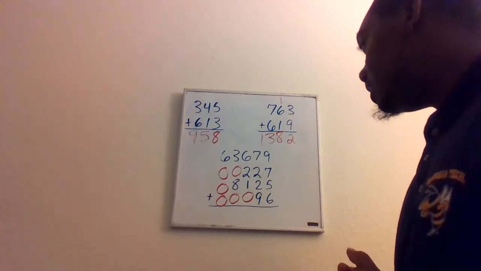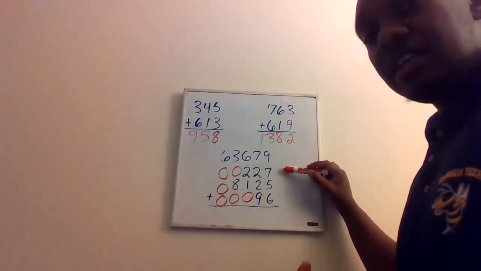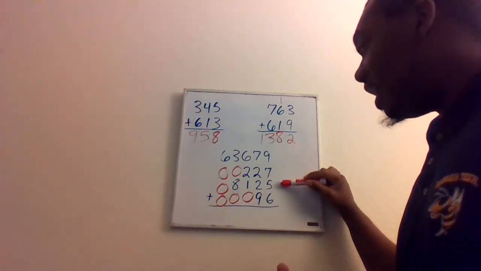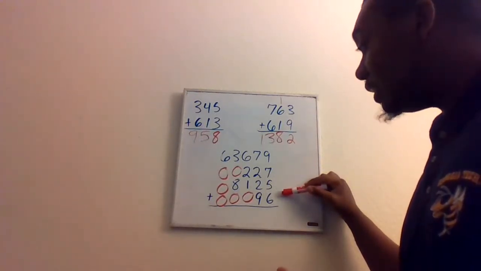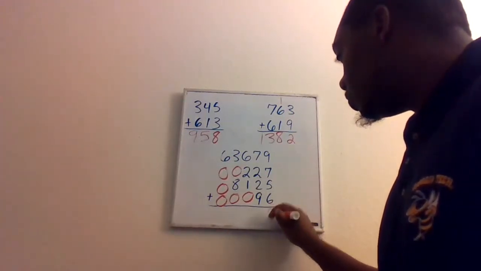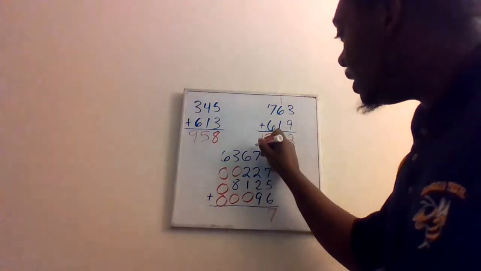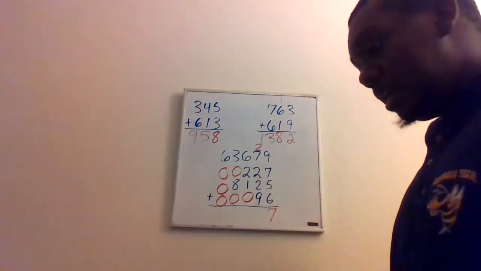So in this instance, we'll do that. So this instance, I would just go straight down. So 9 plus 7 is going to be 16, plus 5 is going to be 21, plus 6 is going to be 27. So that means that 7 goes down here, and a 2 would level up and go to the next place value. Okay? All right.